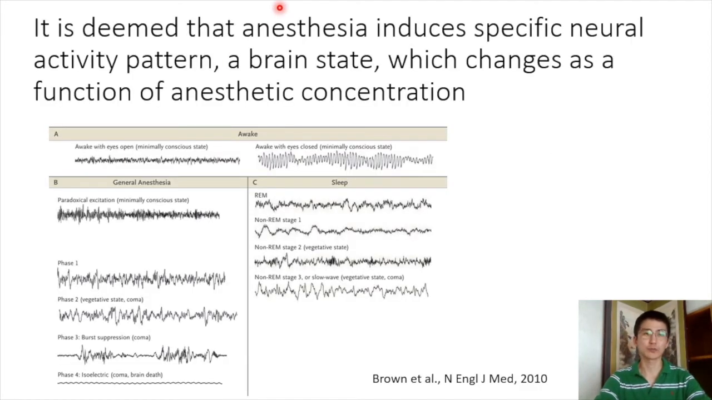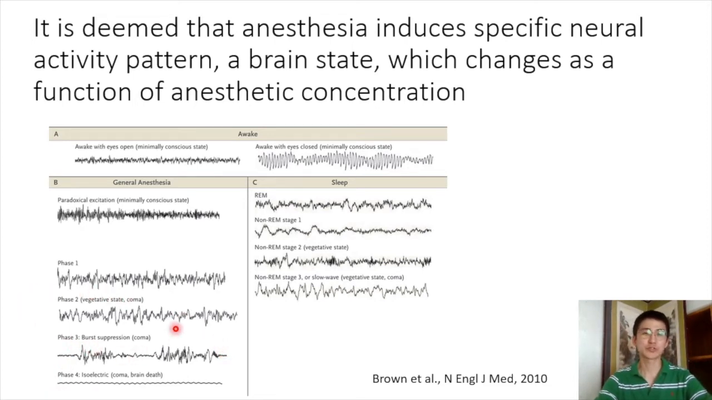Before talking about spike activity under anesthesia, let's talk about brain state first. We believed that anesthesia induces specific neural activity pattern of brain state which changes as a function of anesthetic concentration. For example, at very low dose anesthetic, we would see paradoxical excitation. In deeper anesthesia, we would see slower and high amplitude EEG or LFP. At very high dose anesthesia, we would see burst suppression pattern.